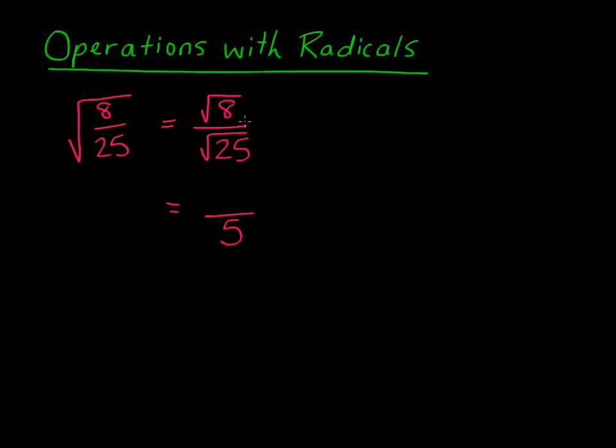Now the square root of 8, we can break that down. 8 has a perfect square divisor of 4. And so we can break that into the square root of 4 times the square root of 2. Square root of 4, we know it's 2. So we get 2 root 2 in the numerator over 5 in the denominator. So that's the simplified answer.